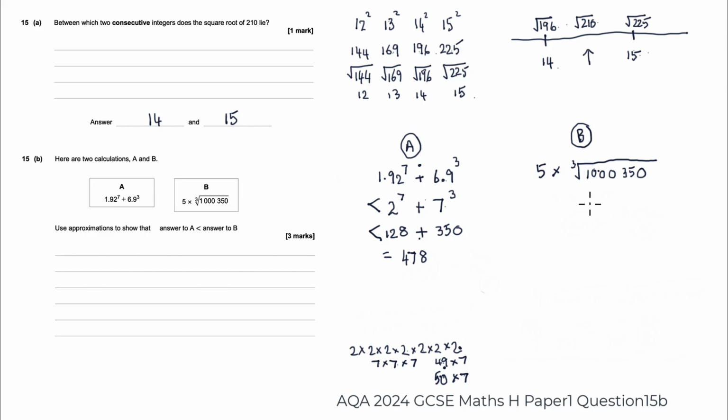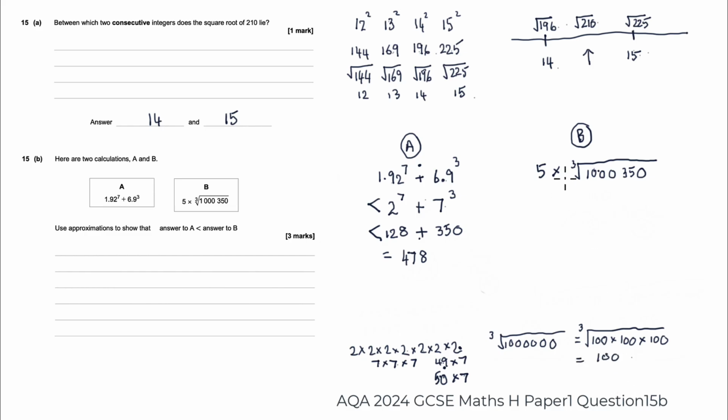Let's do the same for B. The cube root of, well, that's pretty close to 1 million. So let's have a look at the cube root of 1 million. Now, 1 million we can think of as 100 times 100 times 100. That's a 1, count the zeros, 6 zeros. So the cube root of 1 million, remember we're looking for a number that, times itself 3 times, gives me 1 million. Well, it's 100. 100 times 100 times 100. 100 cubed is 1 million. So the cube root of 1 million is 100.